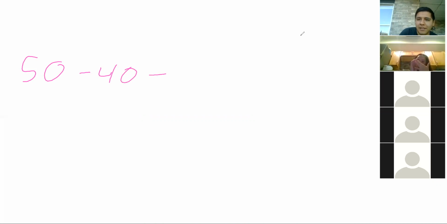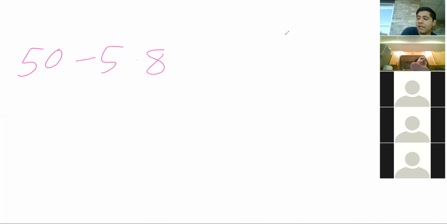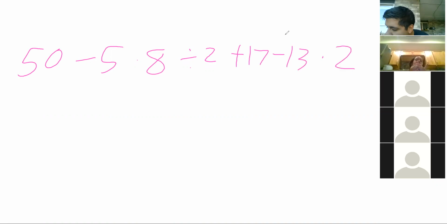Okay, let's go with our next example, right? So 50 minus 5 times 8 divided by 2 plus 17 minus 13 times 2. Okay, so again, no parentheses, no exponents, right? You all agree with that? Well, let's move to multiplication and division. So if you notice, we actually have two things, multiplication and division, right next to each other, but we always want to do left to right first, right?